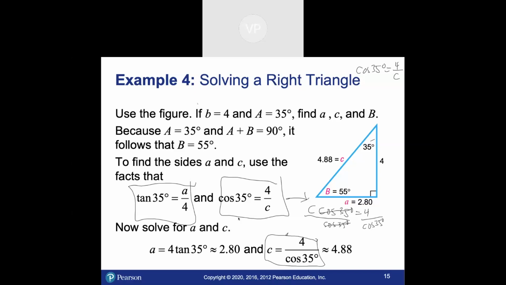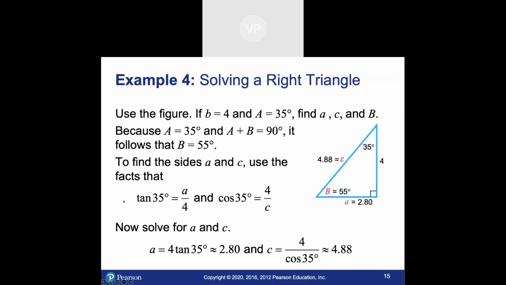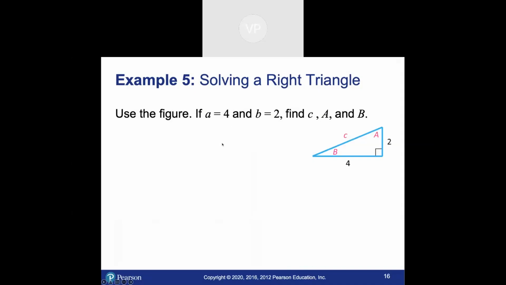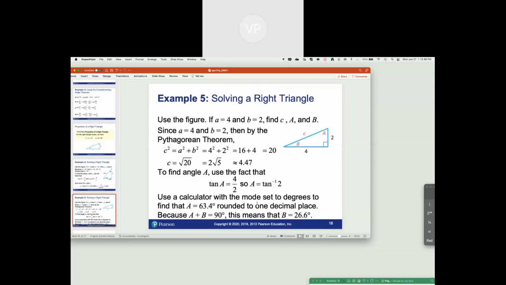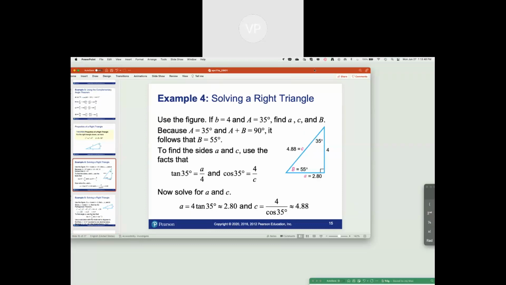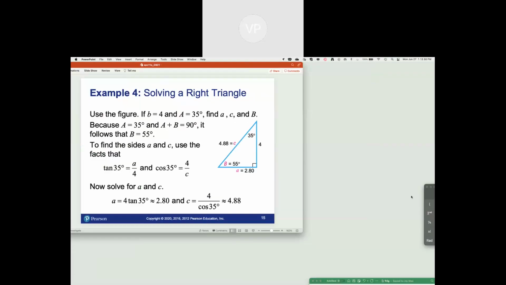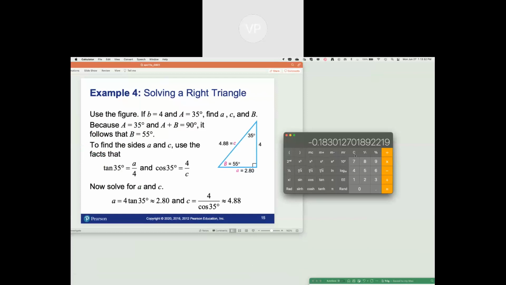Now on this one, I want to cut out of here and just show you how to type this in your calculator, because sometimes we think it's obvious, but it's not. So let's go back. For the first one, 4 tangent of 35 degrees, I like to start with the 35 degrees. Make sure you're not in radian mode. Hit the tan, then take that answer, multiply it by 4, and there's where we get our 2.8.